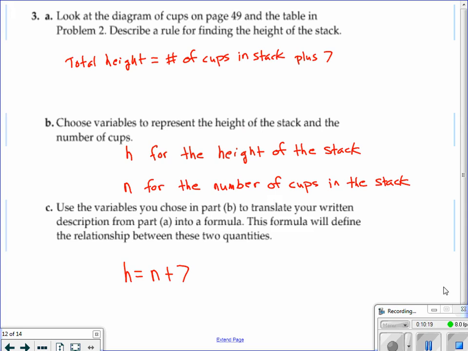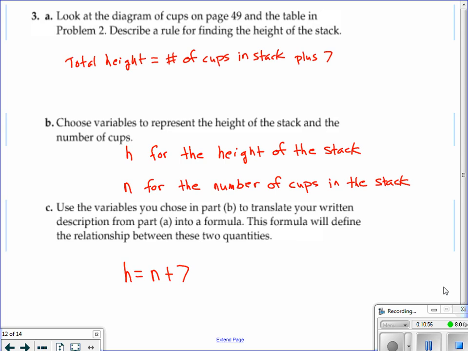All right, now looking at number 3 here, it says look at the diagram of cups on page 49 and the table in problem 2. Describe a rule for finding the height of the stack. Well, the height of the stack is just taking the number of cups in the stack and adding 7 to it. Okay, you notice that if you look at the table, when we had 1 cup, the height of the stack was 8. 1 plus 7 is 8. When there was 5 cups, the height of the stack was 12. 5 plus 7 is 12. Okay, and that pattern continues.